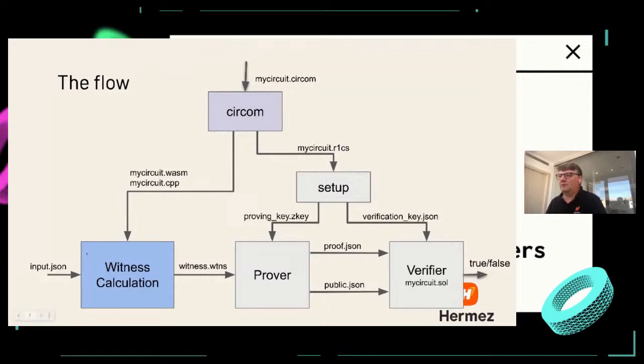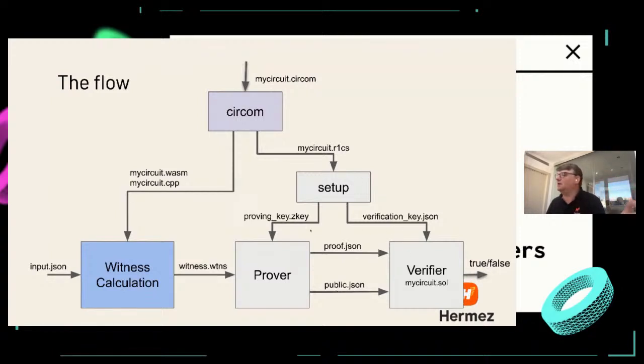So then I will need to generate an input and compute the witness. The witness is all the intermediary values plus the output of the circuit. Actually, it's the execution of the program, and it uses this WASM file. So I need to use this WASM file to compute all these intermediary signals. Once this is done, I generate a proof, and then the verifier just verifies that proof together with the public signals. In this case, it would be just the output.